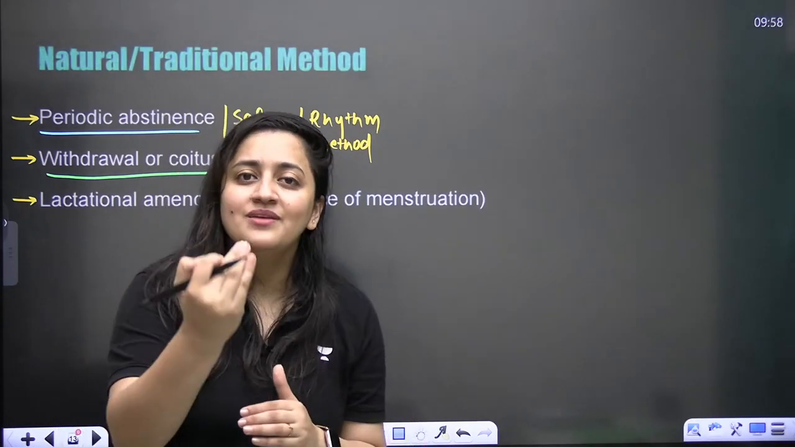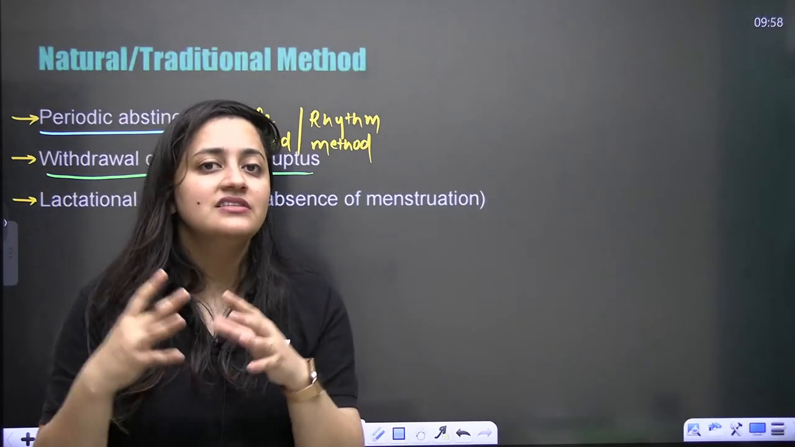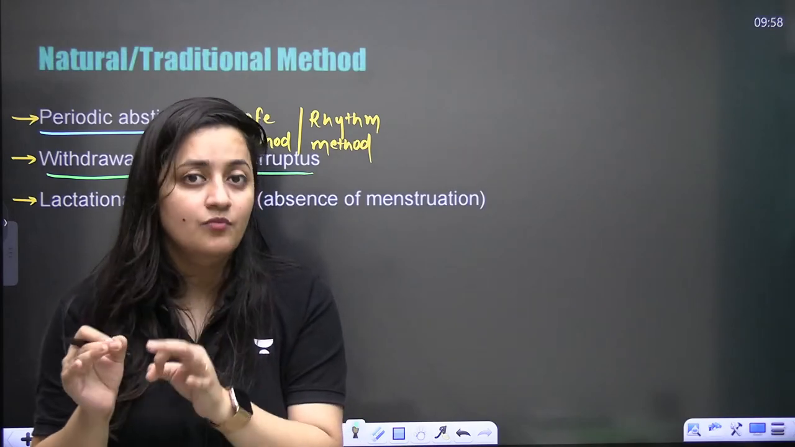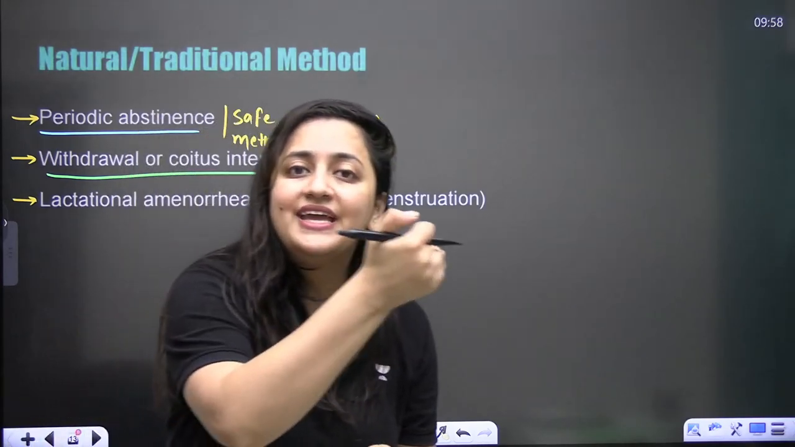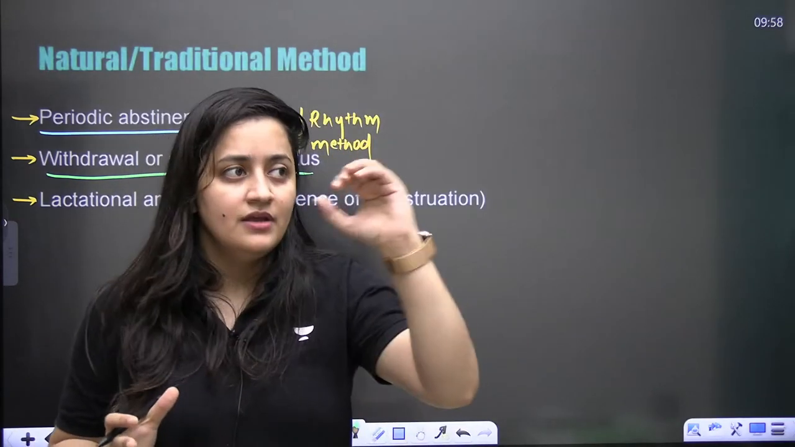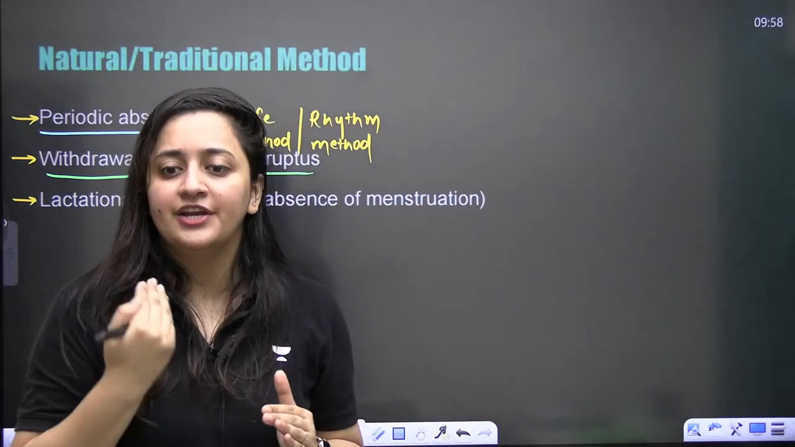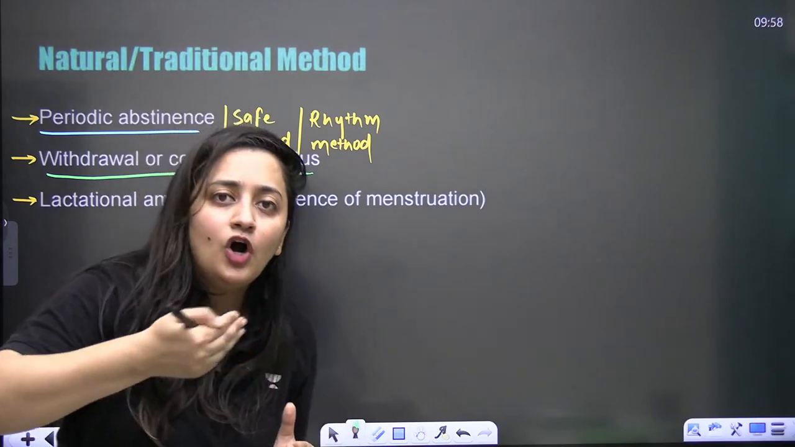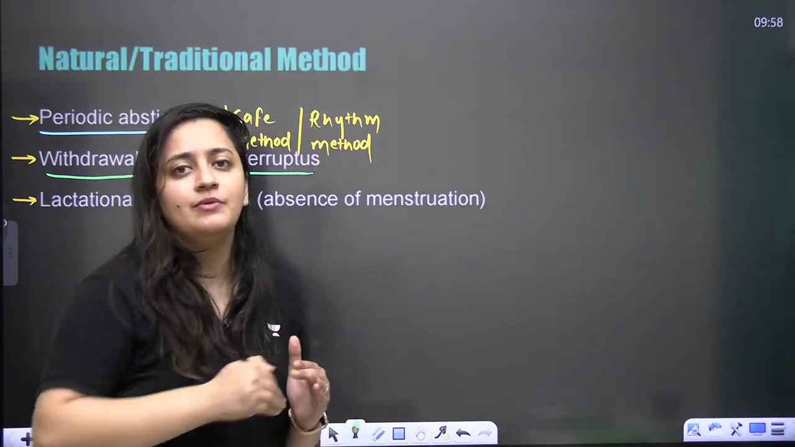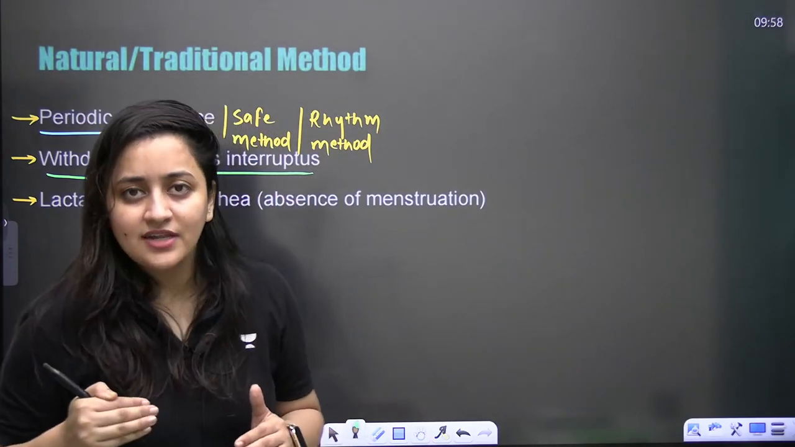Now let's say when the male and the female are having sexual intercourse, at that time what they can do is this: before ejaculation of the semen, the male can avoid ejaculation in the female genital tract. The male can withdraw the penis before ejaculation in the female genital tract. This is coitus interruptus.